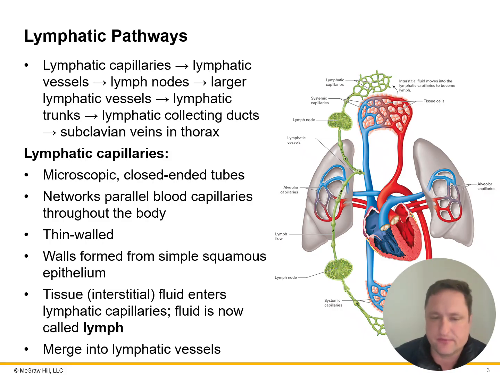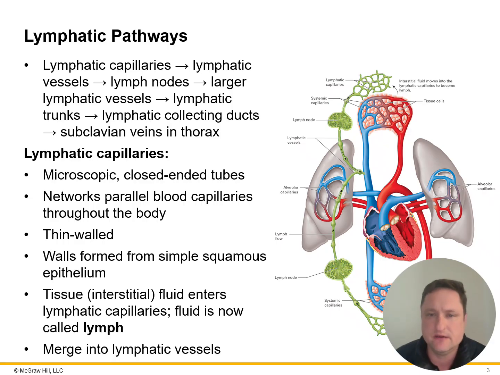Okay, lymphatic pathways. So let's map the route lymph takes through the tissue back to the veins. Fluid first enters the lymphatic capillaries. Now, these are microscopic, close-ended tubes made of simple squamous epithelium that lie parallel to blood capillaries throughout the body. Once interstitial fluid enters these capillaries, it is now called lymph.